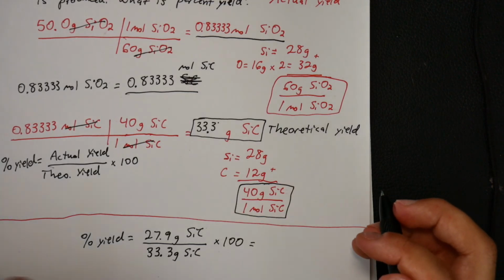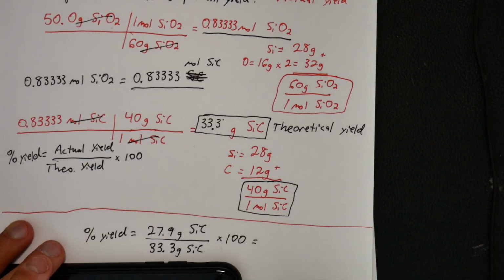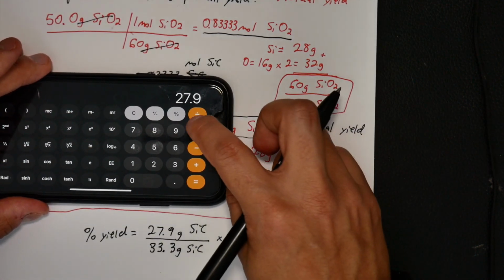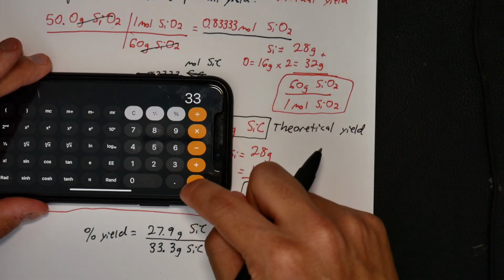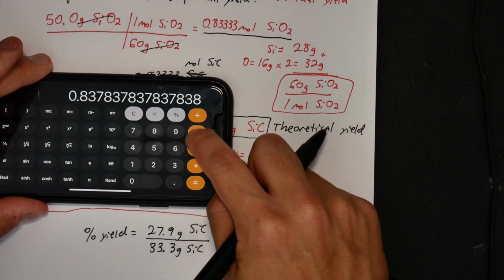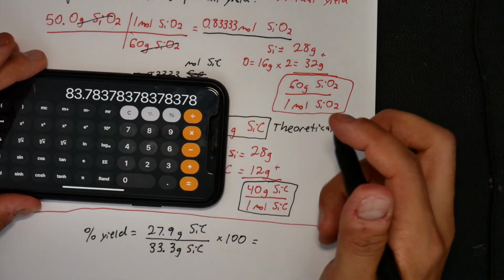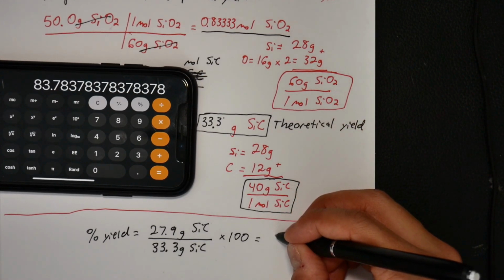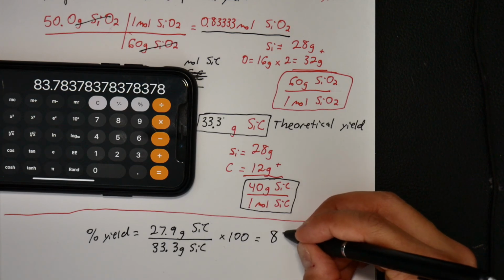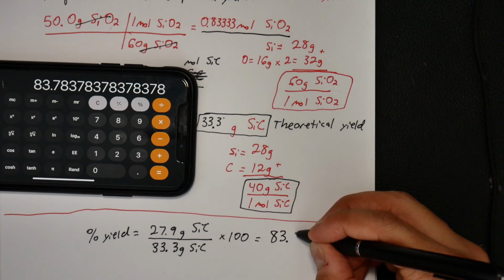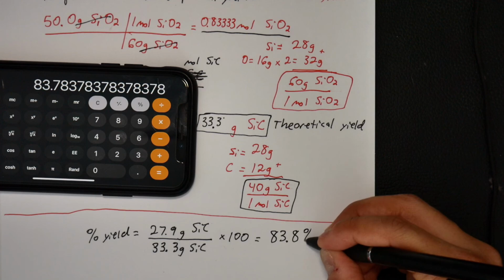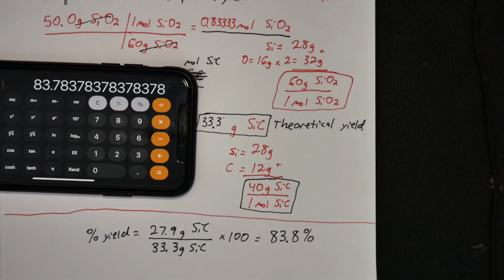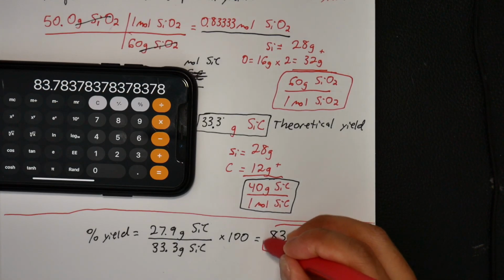So if we do on our calculator, 27.9, oh, my calculator's not in the frame, there you go, 27.9 divided by 33.3, and then times 100, we get 83.78, and so on. And the problem does say to round your answer to 3 significant figures. So 83.78 would round to 83.8%. Okay, this is our percent yield.